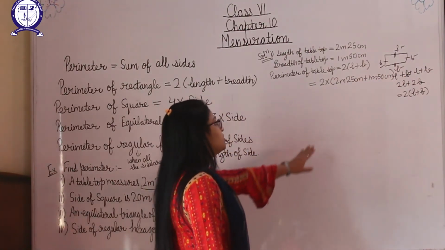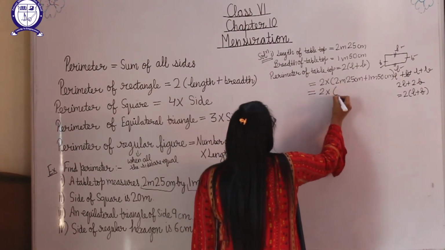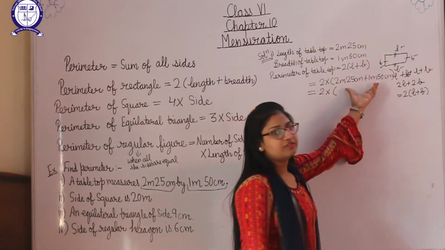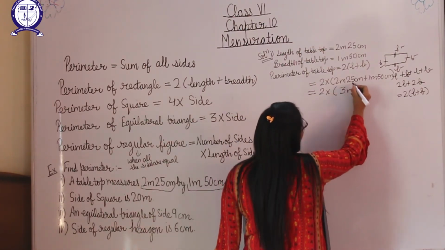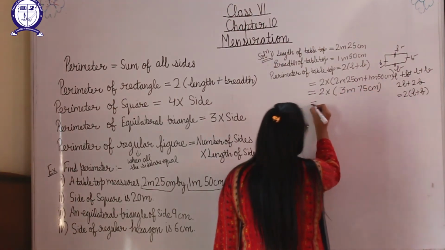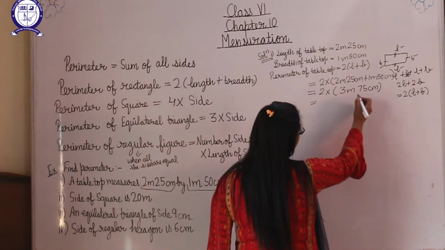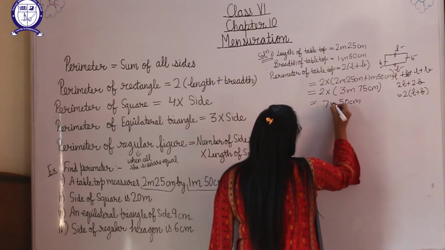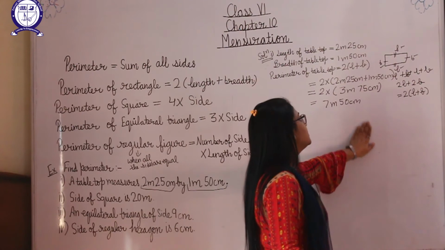Now what we will be doing, students, we will solve the bracket first, as we know that we need to follow the BODMAS formula. So according to BODMAS, B represents bracket, it means we will solve the bracket first. So here 2 meter and 1 meter, when we add them, it will be 3 meter, and 25 plus 50 centimeter will be 75 centimeter. Now we will multiply this with 2. So when we multiply by 2, we will be getting 50 centimeter and 7 meter. So the perimeter of the tabletop will be 7 meter 50 centimeter.